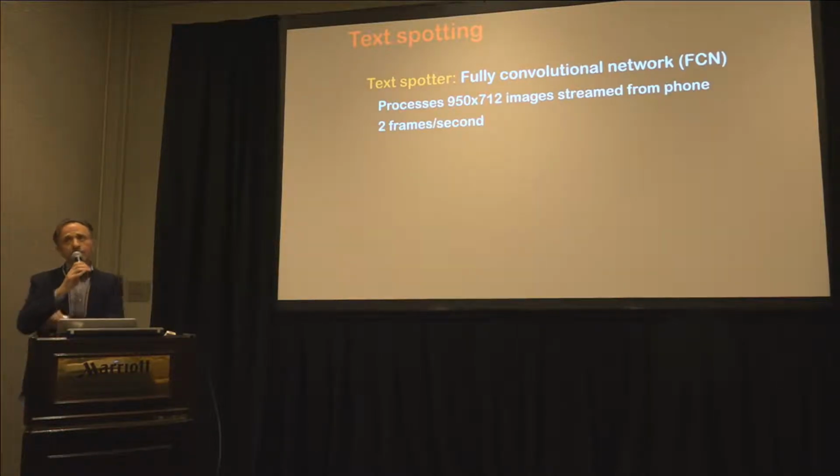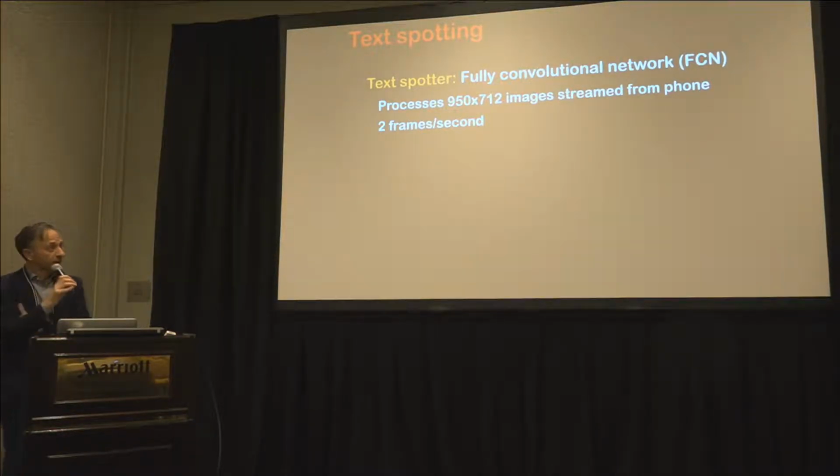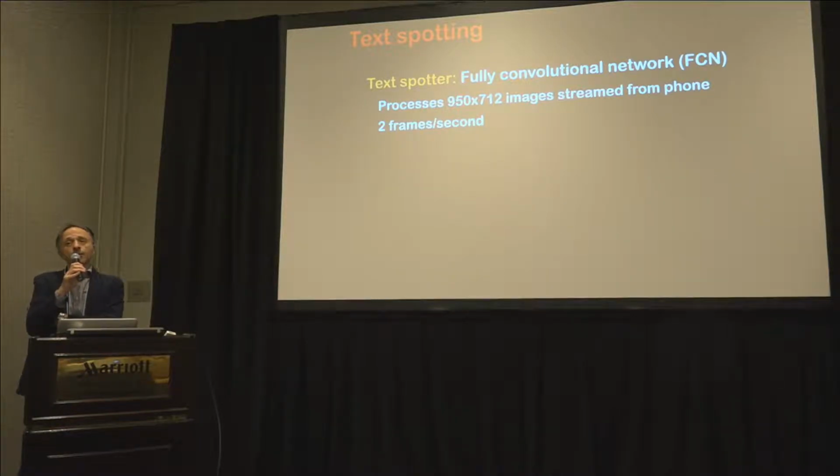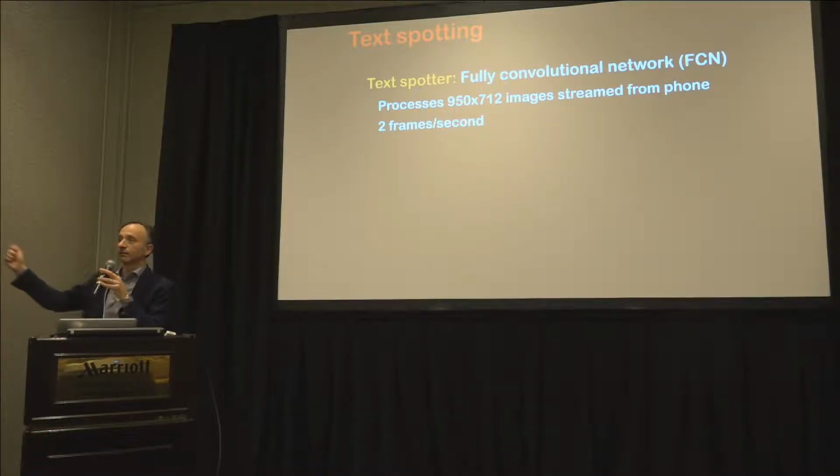Our text spotter is based on a fully convolutional network. It doesn't run on the smartphone because of a memory footprint problem. It could, we just didn't have the resources to make it work on the smartphone. So what we did instead, we streamed images from the smartphone to a server, and then the server would send us back information about any text being found. The whole thing worked at about 2 frames per second. Now, speed is important because if you are scanning something in front of a wall, for example, if the frame rate is too low, you might miss something, right?